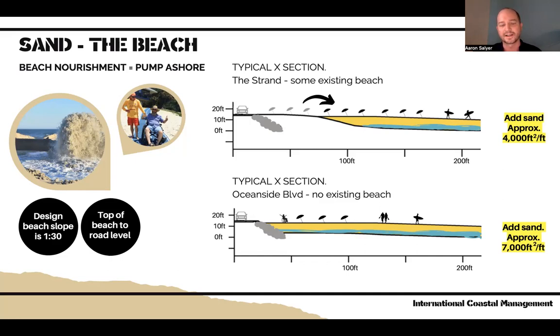We're looking at a design slope here of about 1 in 30, which is what we've used on the Gold Coast, and basically the top of the beach to come right up to the level of the Strand. That's also tied into our design experience from places like the Gold Coast, where the top of the beach at a minimum should really be at the Strand level. Ideally it would be higher, but we'll get into that as well going forward.